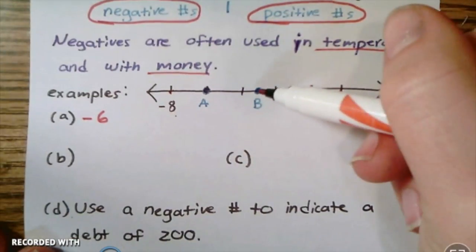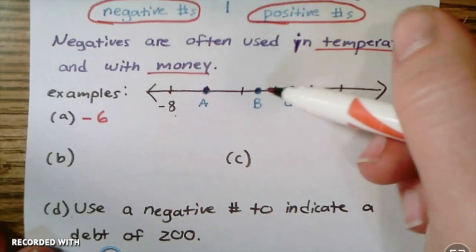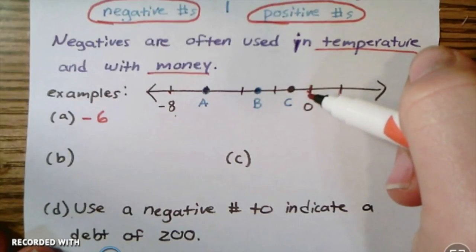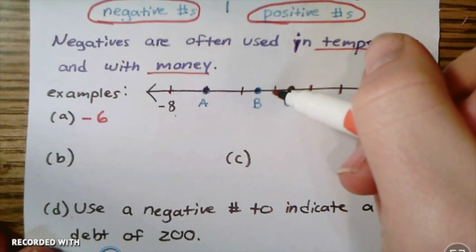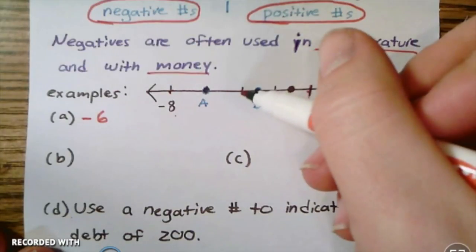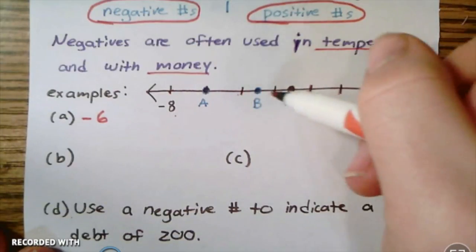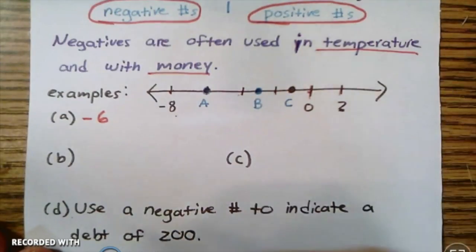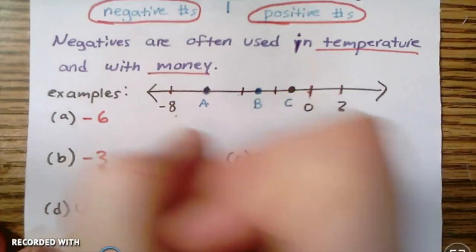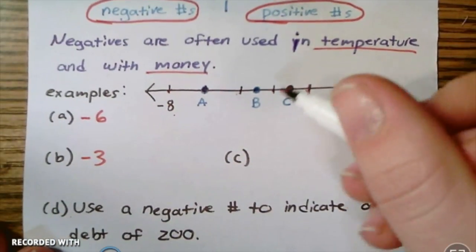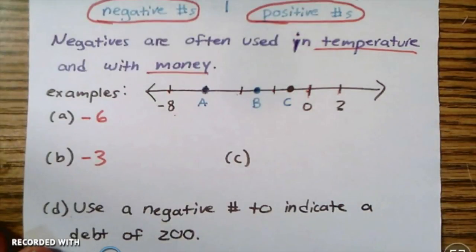What about B? Well, B is in the middle of these two. It's halfway between. So what number would that be? We've got from 0 to -2, and it goes from -2 to -4. So what is halfway between -2 and -4? Good, -3. I would like you to do C on your own. Identify what number that is.